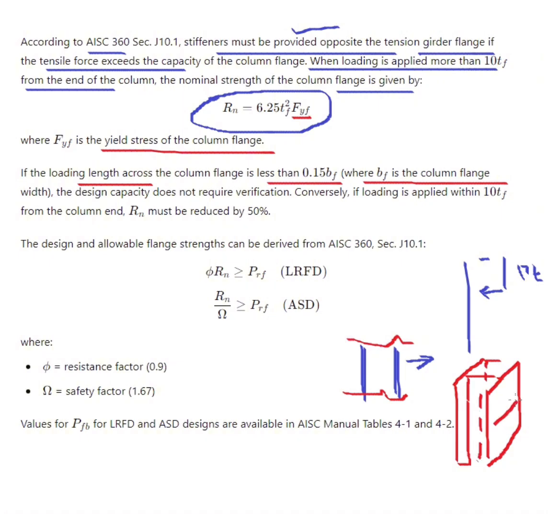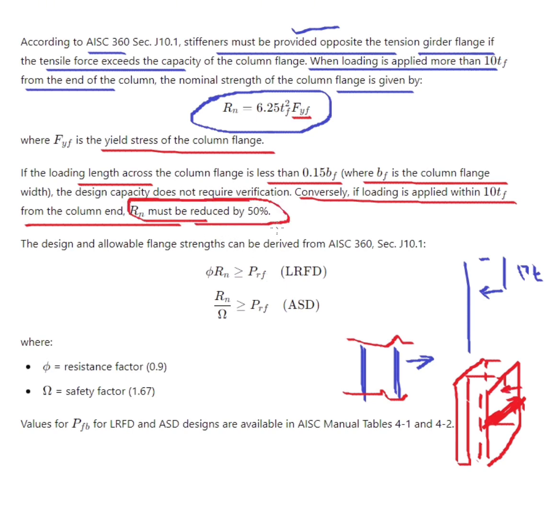If the column width is BF, and the loading length across the column is less than 0.15 BF, then the design capacity does not require verification. Conversely, if the loading is applied within 10 TF from the column end, that means from this end, if the load is applied within the 10 TF, they must be reduced by 50%.